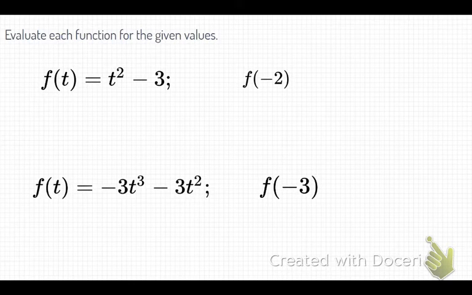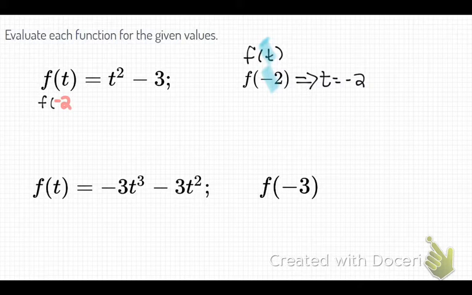Our first question: evaluate each function for the given values. I have f of t equals t squared minus 3, and I have f of negative 2. What do I have to do on the first example? Plug in negative 2 for t, because this is the same as saying t equals negative 2. Isn't that how I gave it to you on the warm-up? We're just doing a different notation. So f of negative 2 equals negative 2 squared minus 3.